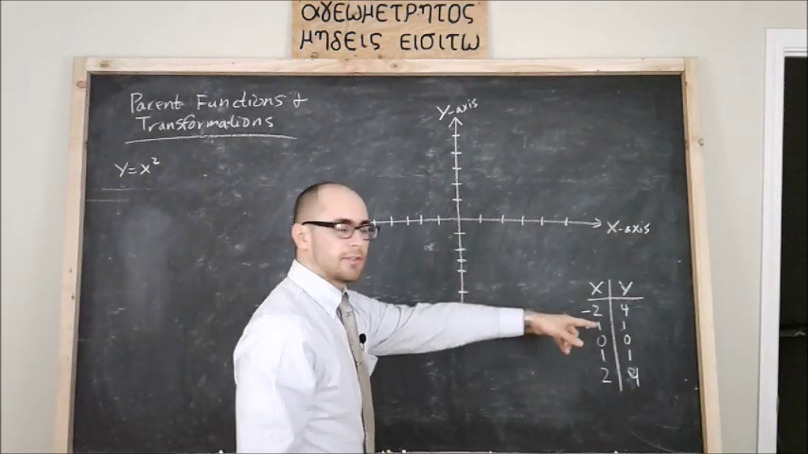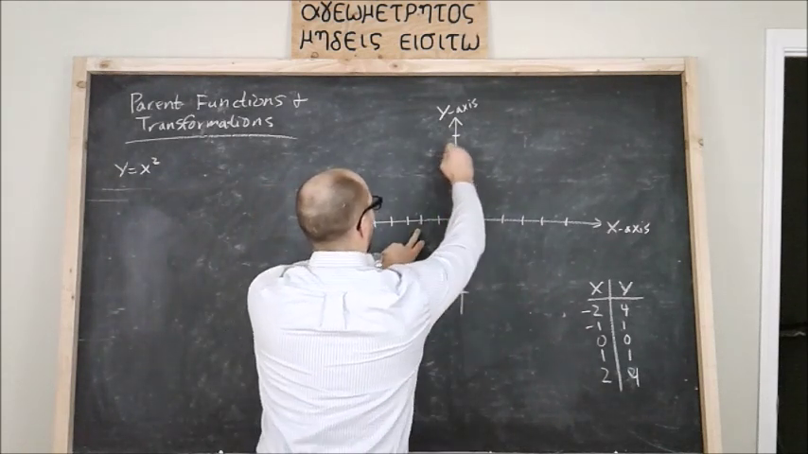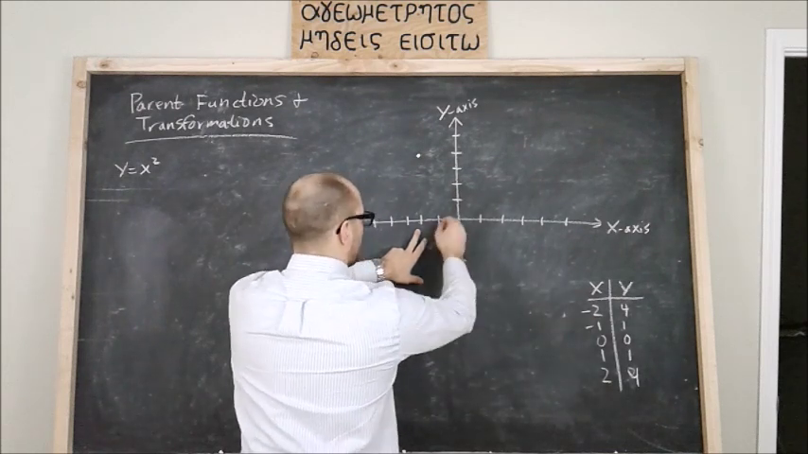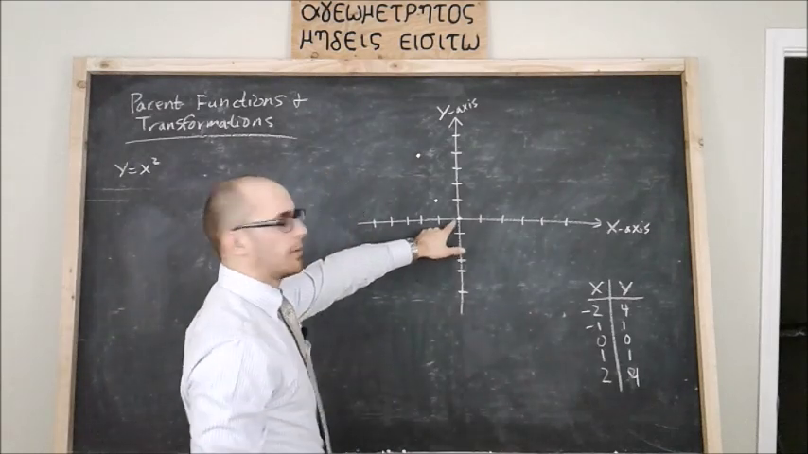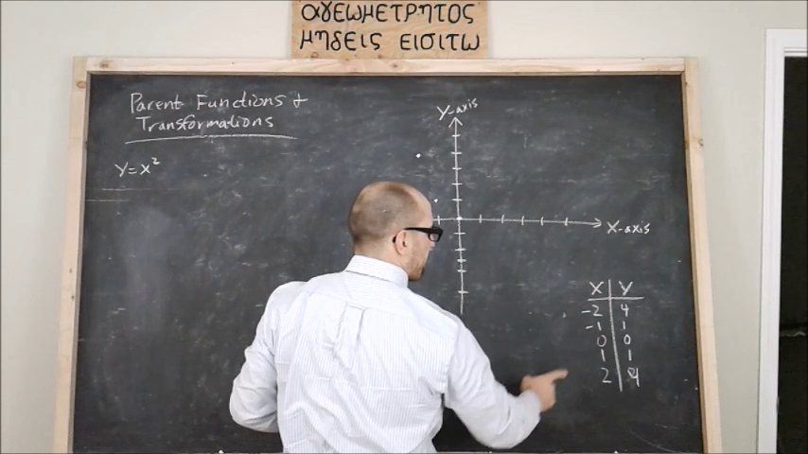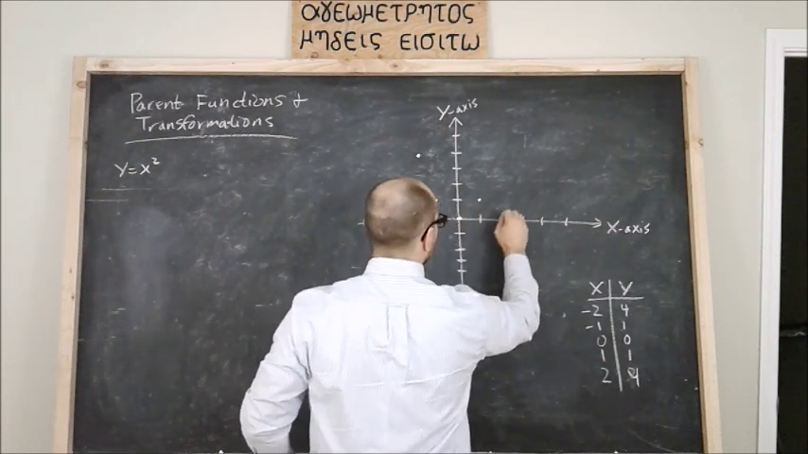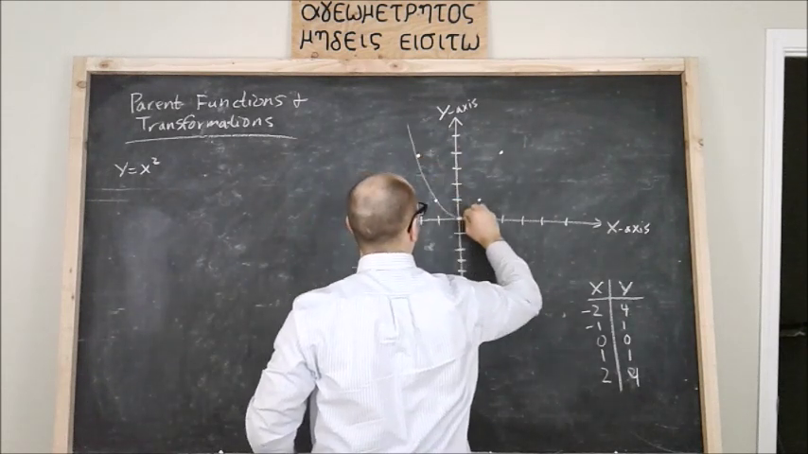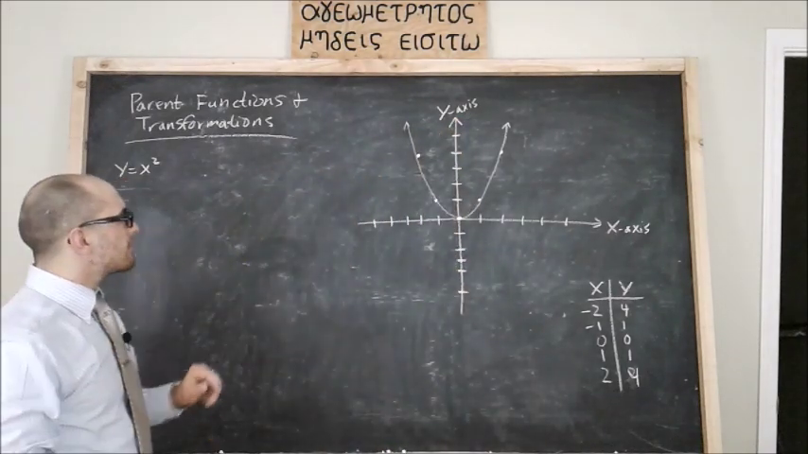Remember, we do our x first, then our y. So over to the left 2, and then up 4. It's going to be about here. Left 1, up 1, 0. That's right on the origin. Remember, where they cross is called the origin. Right 1, up 1, right 2, up 4. Connect the dots. That's my parabola.